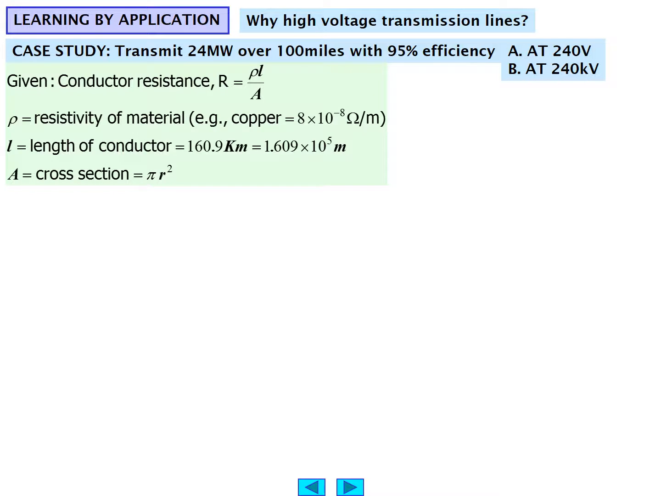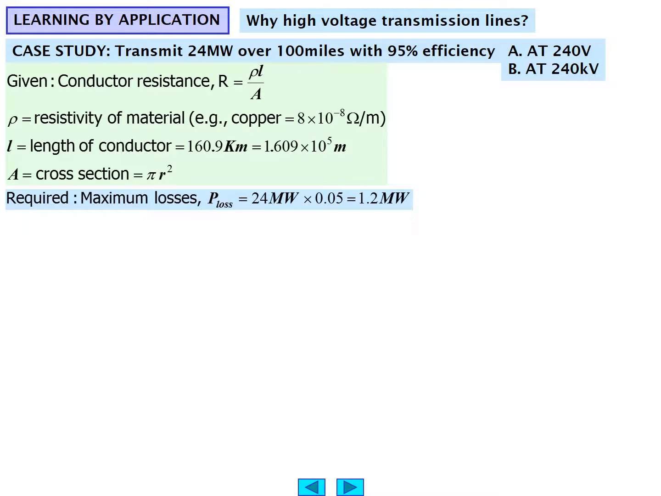A given conductor's resistance can be calculated as R = rho L over A, where rho is the resistivity of the material. For example, copper is 8 times 10 to the minus 8 ohm-meters, a relatively good conductor. L would be the length of the conductor. In this case, 100 miles would be 160.9 kilometers, or 1.609 times 10 to the 5th meters. And A would be the cross-sectional area, which would be pi r squared, of course, for a circular cross-section.